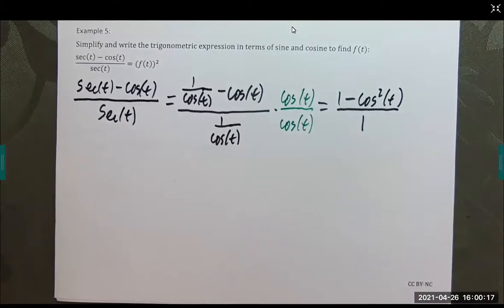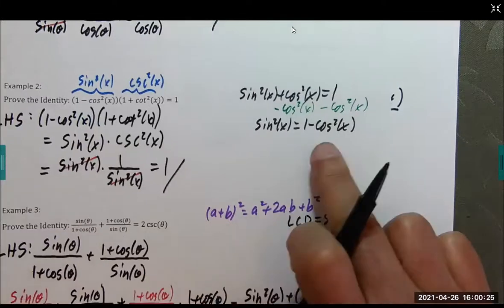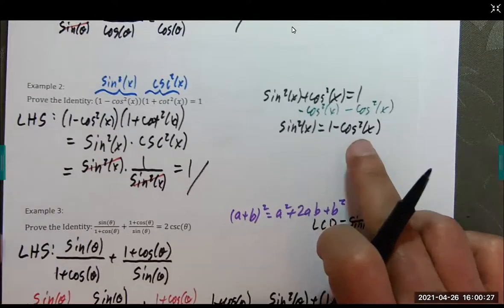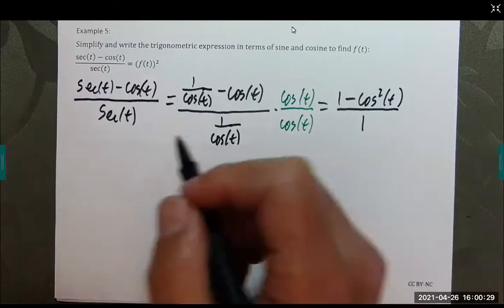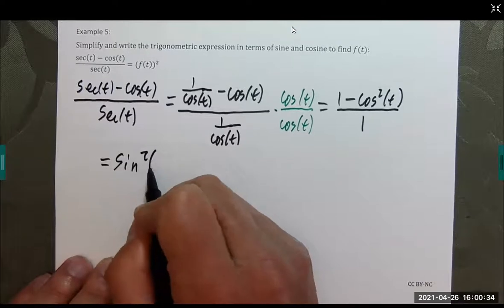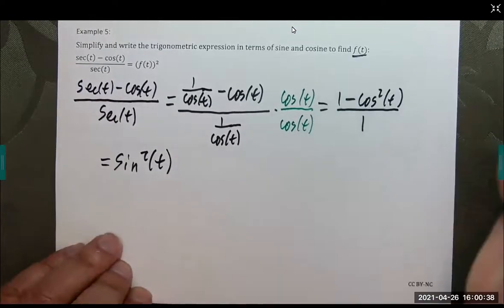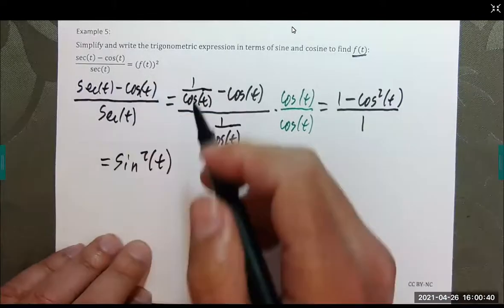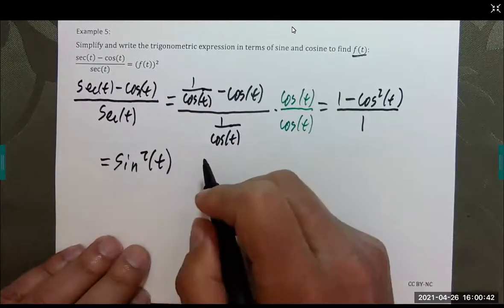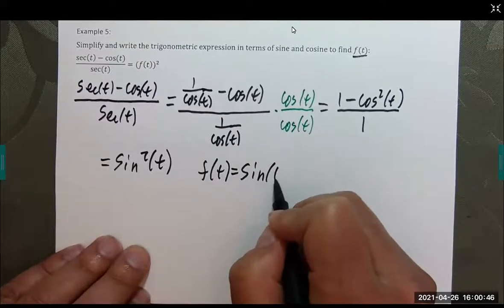And as we showed earlier, one minus cosine squared x is sine squared x. Or t in this case. So when they're looking for f of t now, and f of t is squared, what function is being squared here? Well, the function f of t is now sine of t.